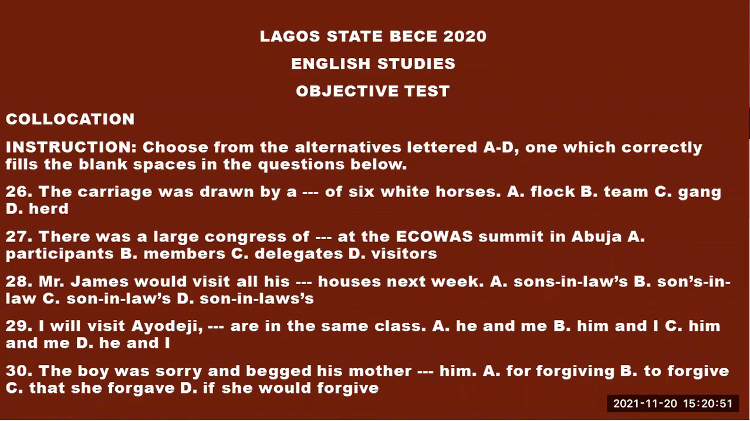Now let's look at the instruction. Choose from the alternatives lettered A to D, one which correctly fills the blank spaces in the questions below. Question 26. The carriage was drawn by a dash of 6 white horses. A, flock. B, team. C, gang. D, herd, H-E-R-D. Now, this question is testing your knowledge of collective nouns.